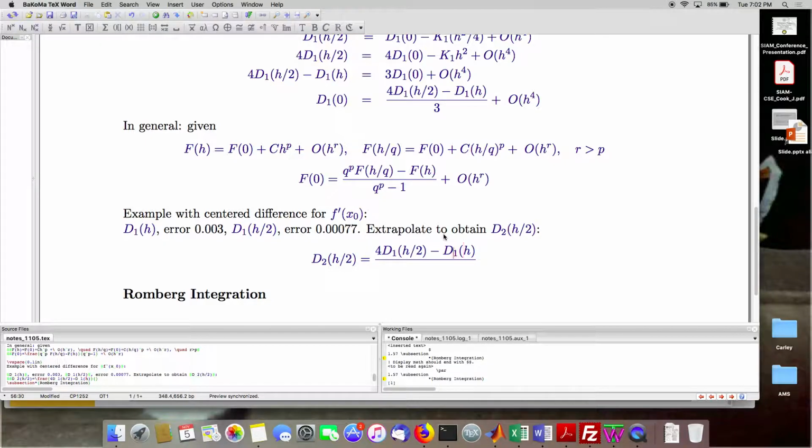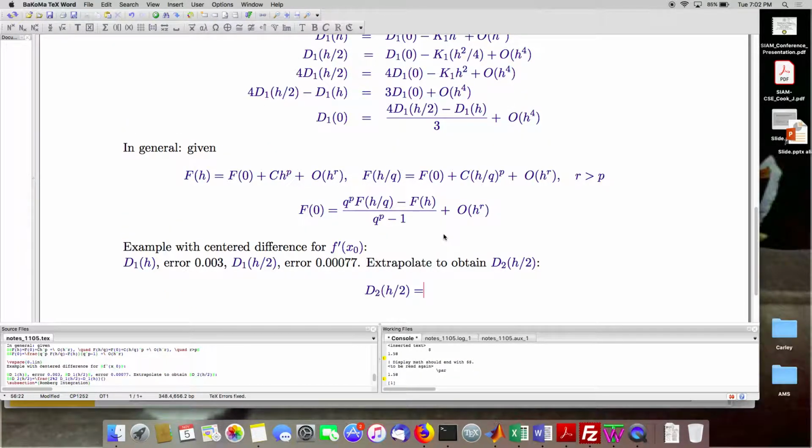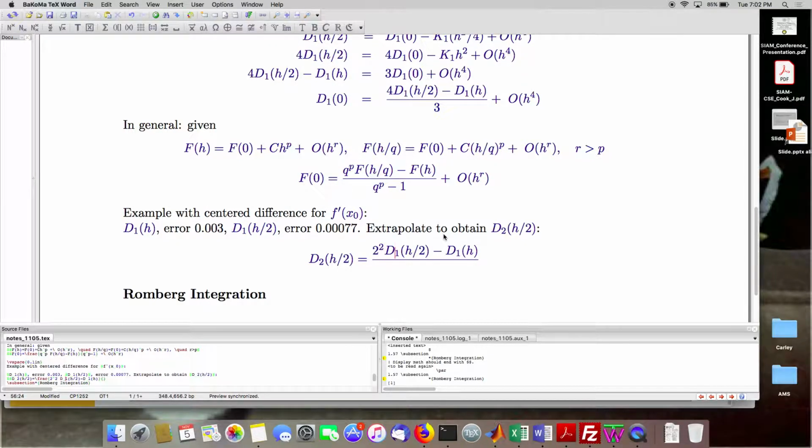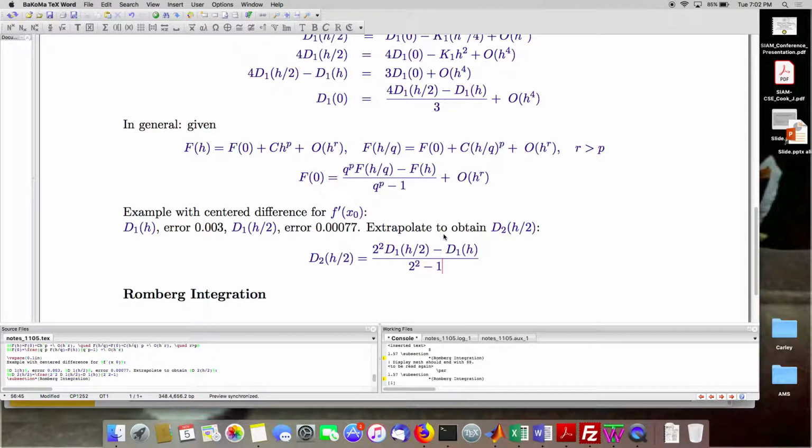And then now I'm going to actually write it out this way. 2 squared, and then 2 minus 1. And the reason why I'm writing it out this way is the exponent 2, that's the order of accuracy. The 2 that's the base is what we're cutting h by, a factor of 2. And this will become clear as I do more extrapolations.